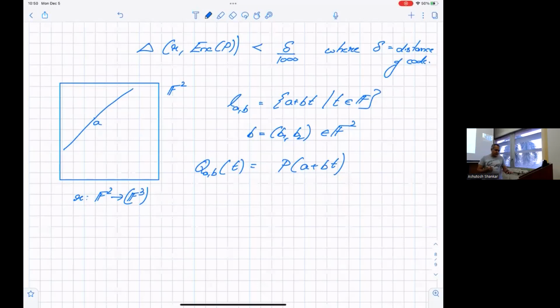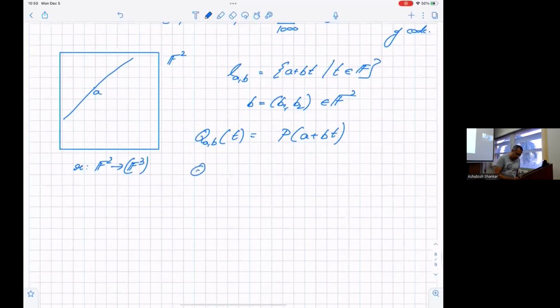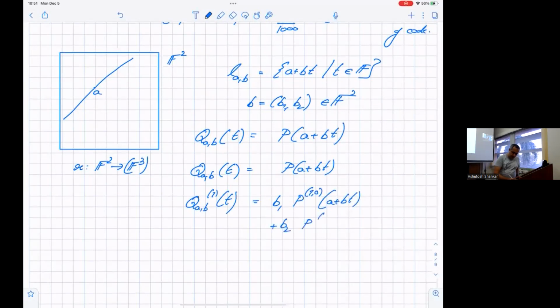So you will use the direction. Let's see. Q_{A,B} at any point T is exactly P of A plus BT. Now, if you want the first derivative of Q_{A,B}, notice this will exactly be B1 times P(1,0) at A plus BT, plus B2 times P(0,1) at A plus BT. Even though you don't have it written there, from there you can actually infer it.